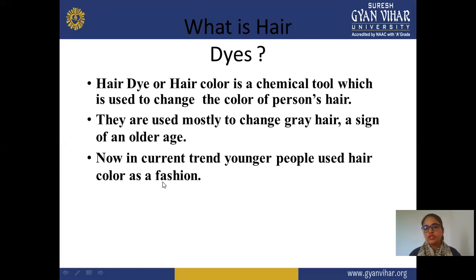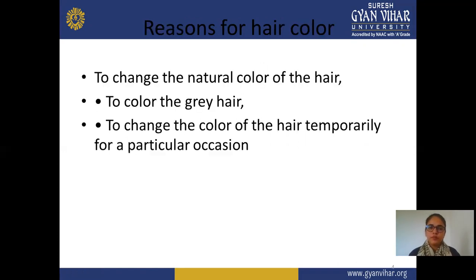They are used mostly to change gray hair, a sign of older age. According to color, we classify these dyes. If our hair changes into a gray color, then we can say it's a sign of older age. And in the current trend, younger people use hair color as a fashion, because nowadays color is a fashion. Every type of color is available in the market, and a person may apply any type of color, not a specific color. It is a chemical tool which completely changes the look of a person's hair.